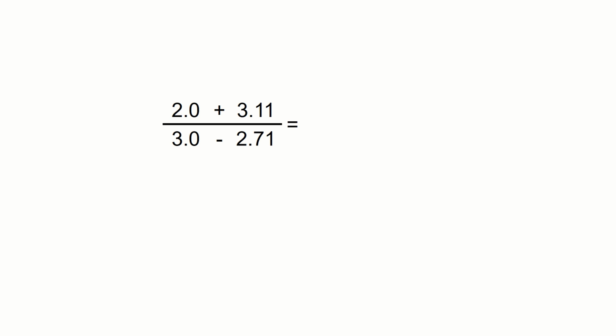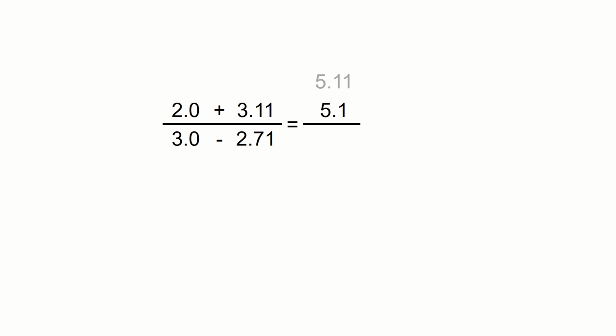So 2.0 plus 3.11, when you press the calculator, you get 5.11. However, there's one decimal place plus two decimal places. Because plus, you follow the decimal place rule. So 1 dp plus 2 dp, your final answer should have 1 dp, and that's supposed to be 5.1.